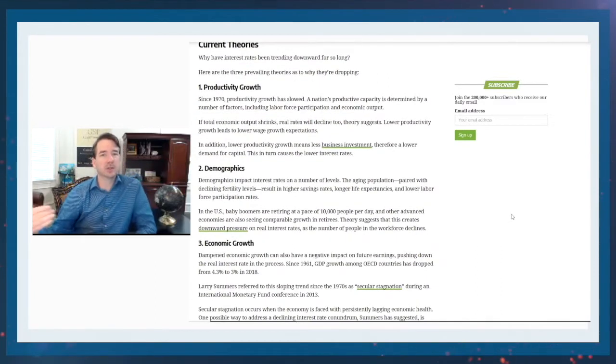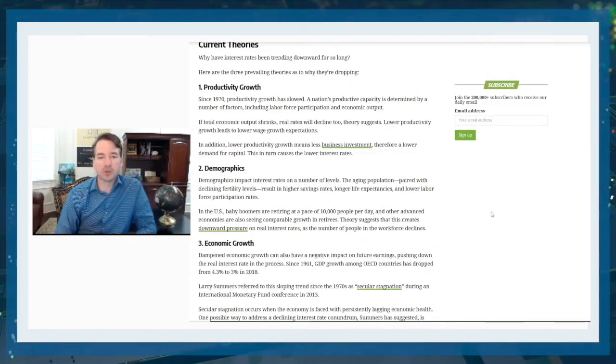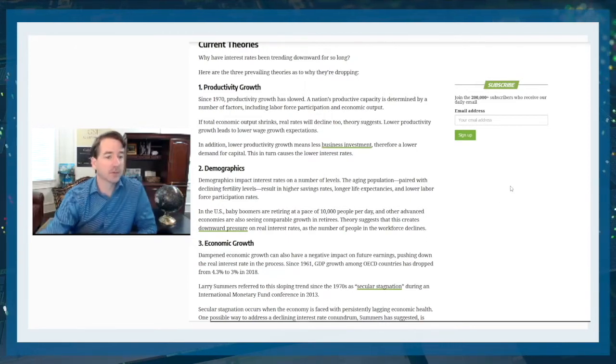So these are just going to point to the last 40 to 50 years across the world and in the US. The first one is productivity growth. Since 1970, productivity growth has slowed, as a nation's productive capacity is determined by a number of factors, including labor force participation and economic output. If total economic output shrinks, real interest rates will decline too, the theory suggests. Lower productivity growth leads to lower wage growth expectations. Again, that's just within the last 40 to 50 years.